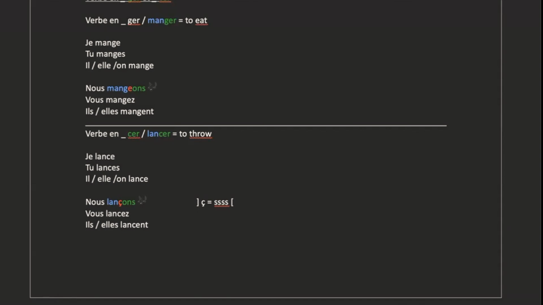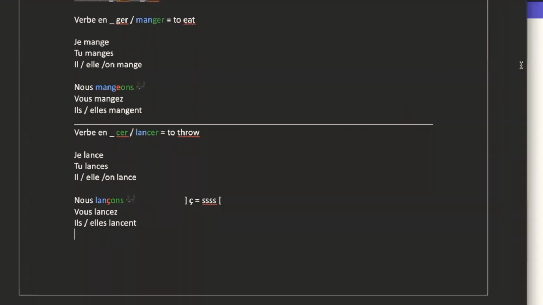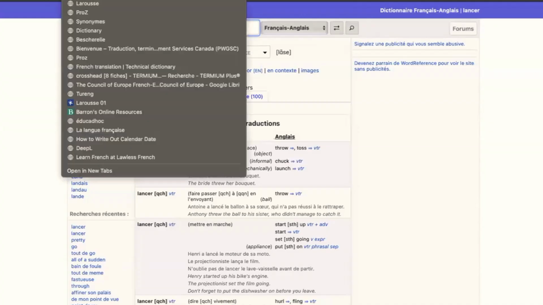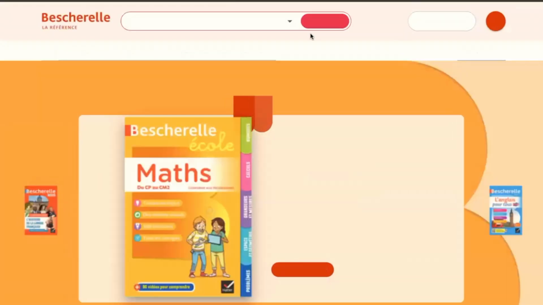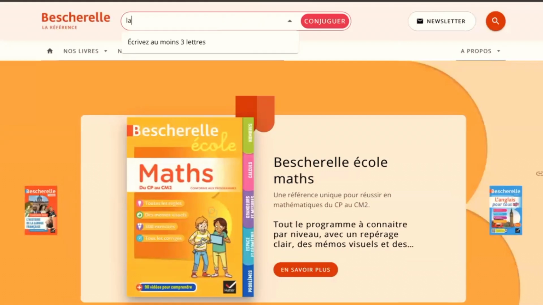So I'm going to share. I'm going to do a new share. It's going to be that. I can keep that too. It doesn't matter. Okay. So it's here. And here I'm going to put Dictionnaire, Bescherelle. Okay. I like this thing. I like it a lot.